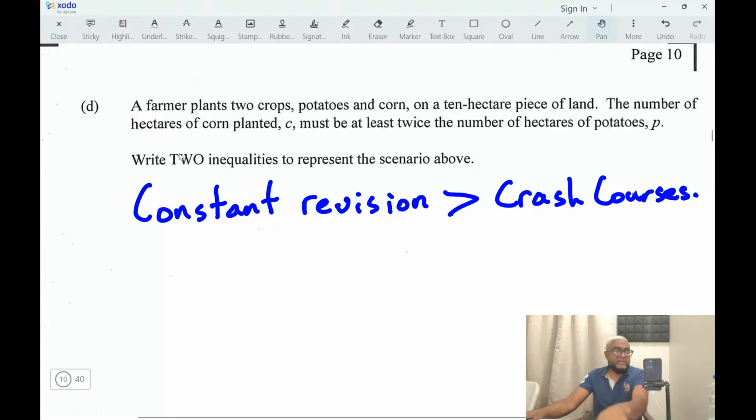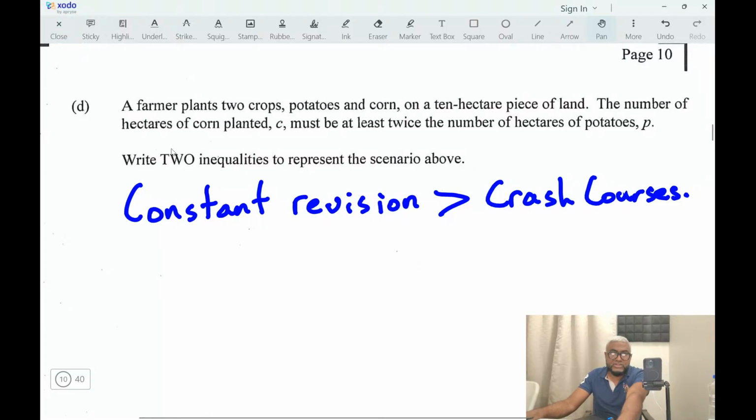So a farmer plants 2 crops, potatoes and corn, on a 10-hectare piece of land. The number of hectares of corn planted, C, must be at least twice the number of hectares of potato. That word "at least" is a very powerful phrase. They want you to write two inequalities to represent the scenario above.